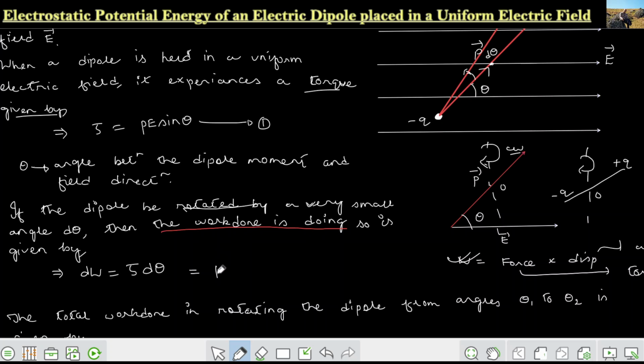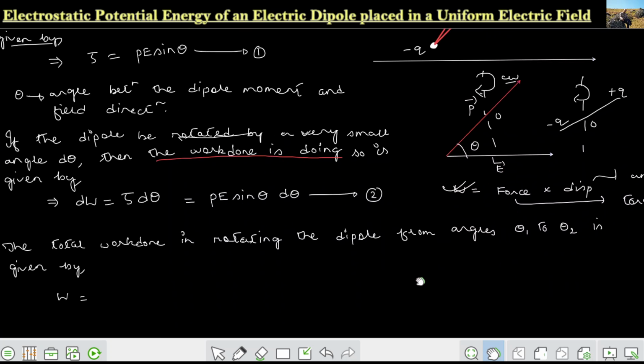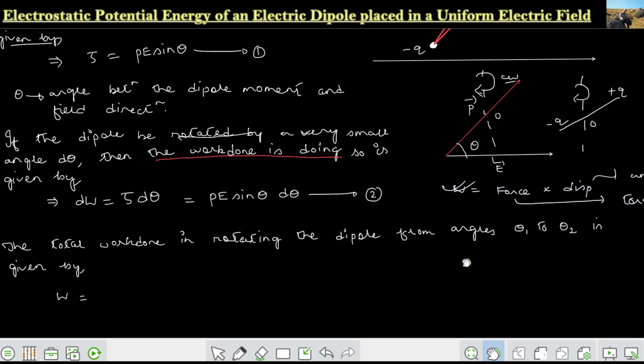Then from here we can write this as PE sine of theta d theta. We can mark this as equation number 2. So now let us find the total work done in rotating from angle theta 1 to angle theta 2.